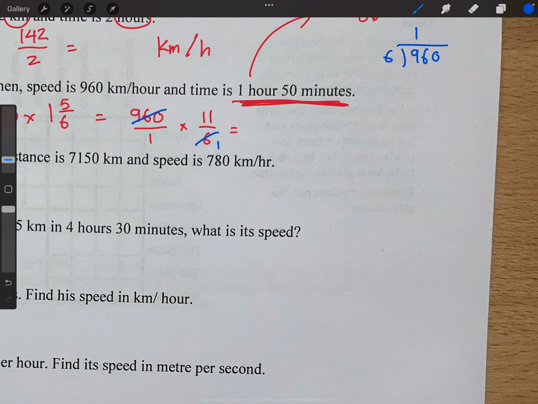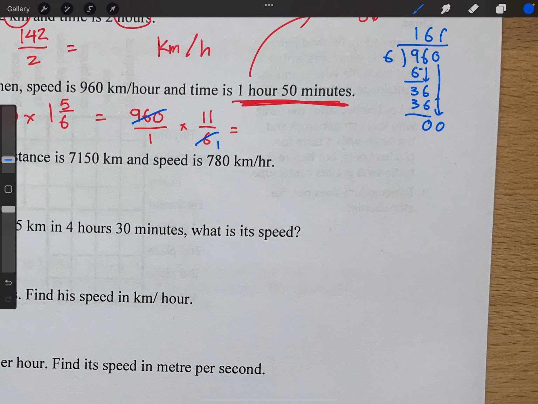9 divided by 6 is 1. 1 times 6 is 6. Take away, you get a remainder of 3. Bring the next number down. 36 divided by 6 will be 6. 6 times 6 is 36. Take away, you get 0. And then bring the next number down.